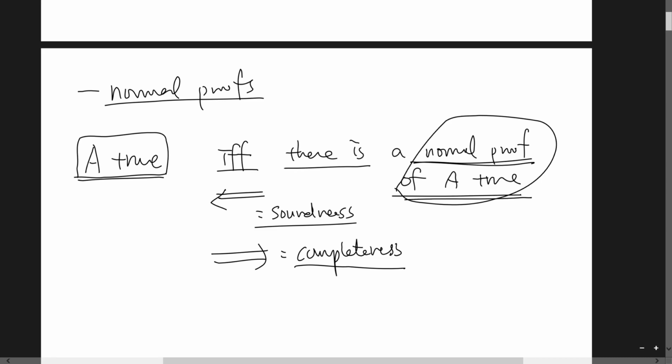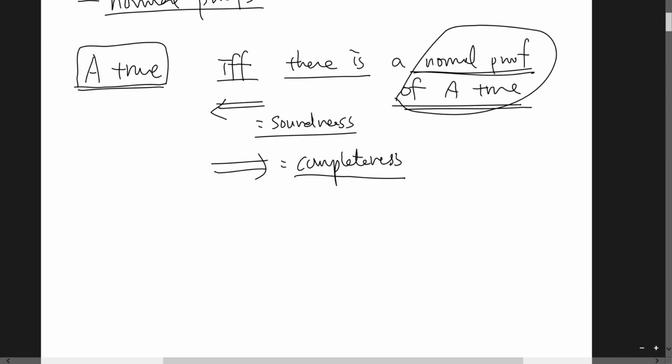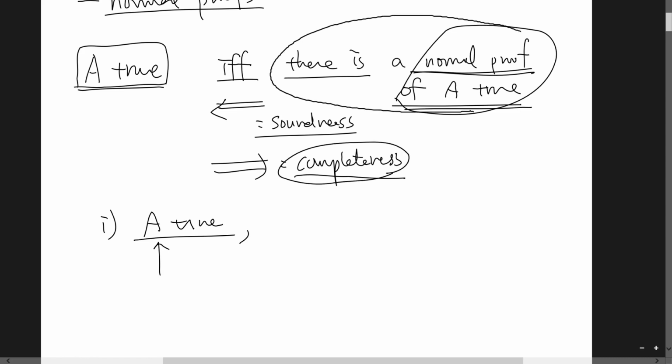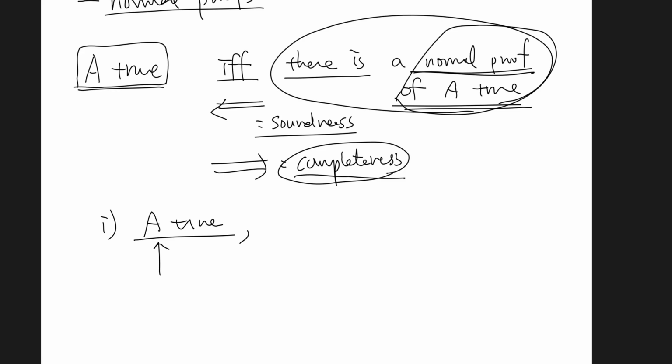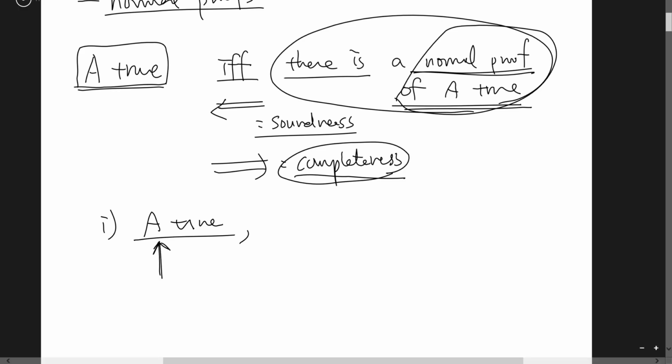And it has two important implications. The first is, if you'd like to build a proof of A true, or if you'd like to show that A is true, then according to this completeness, it suffices to show that there is a normal proof of it. So to show that A is true, try to build a normal proof of it. That's enough.